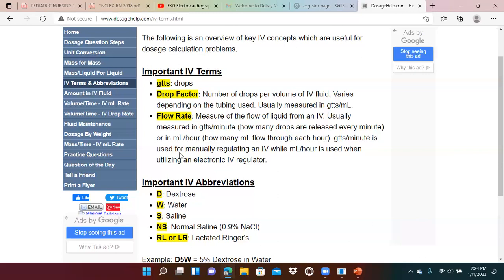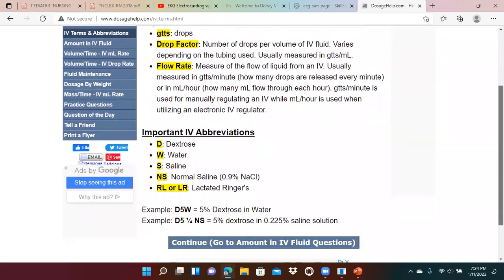GTT per minute is usually for manually regulating an IV, while ml per hour is used when utilizing an electronic IV regulator. So now important abbreviations: D stands for dextrose, W for water, S for saline, N for normal saline or 0.9% normal saline. RL or LR stands for lactated Ringer. It is the fluid for burn patients.